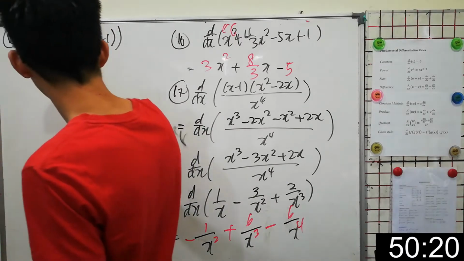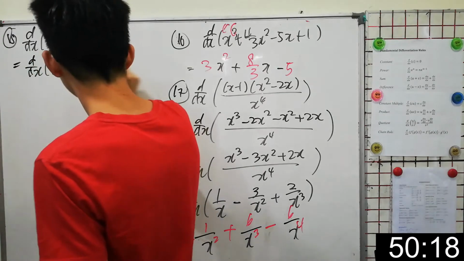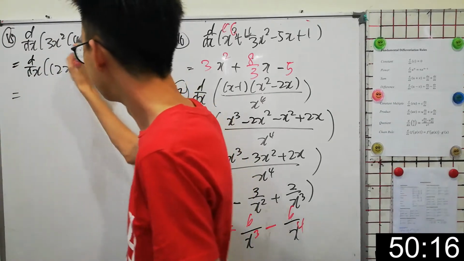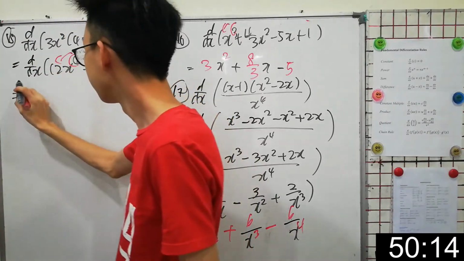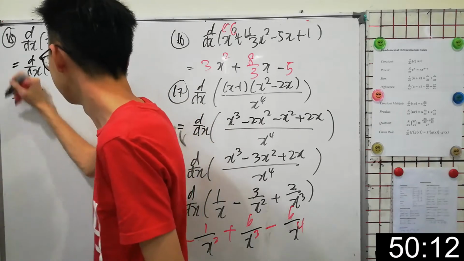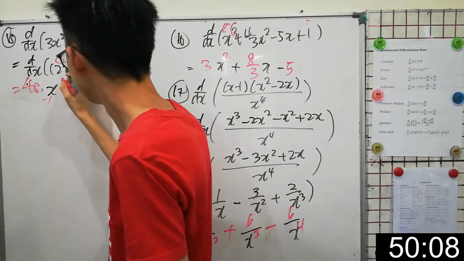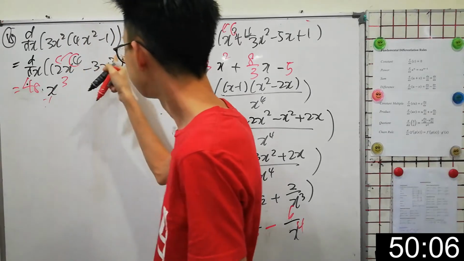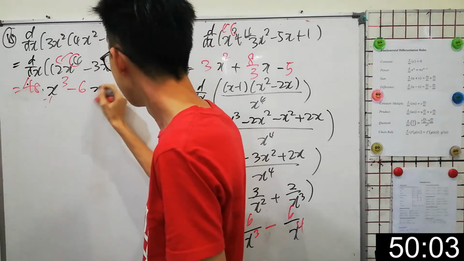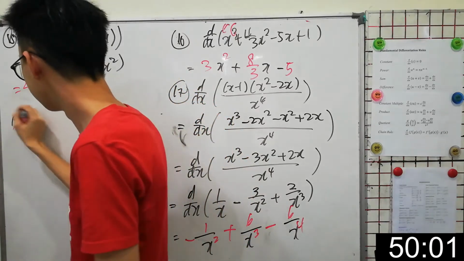So it's 12x to the 4th minus 3x squared. You bring down the power, 12 times 4 is 48. Okay, 48x cubed minus 3 times 2 is minus 6x to the first power. Number 19.